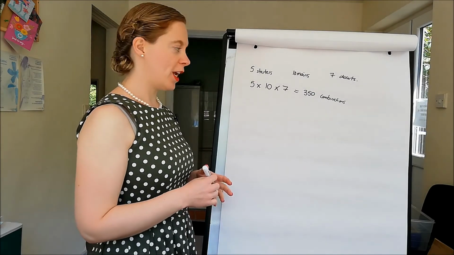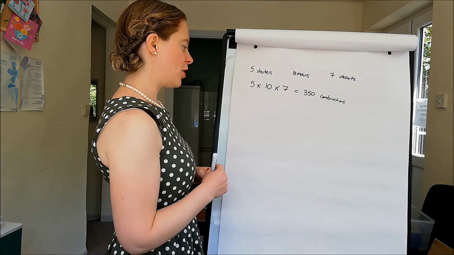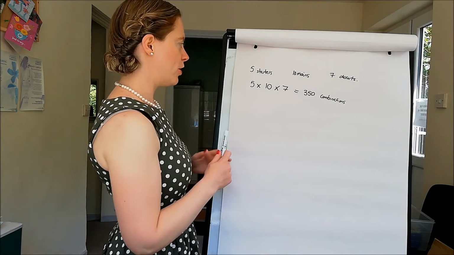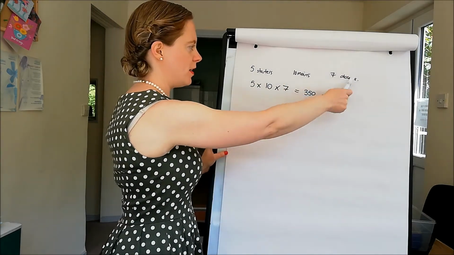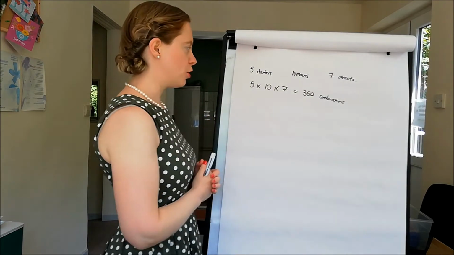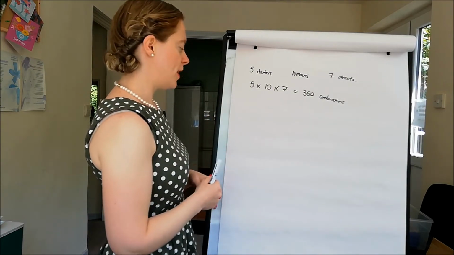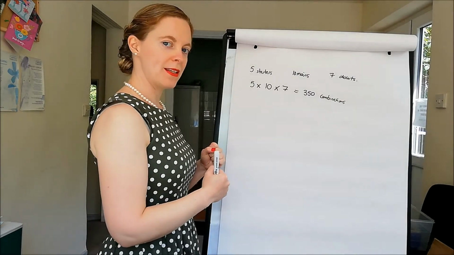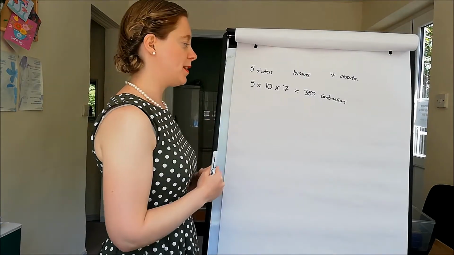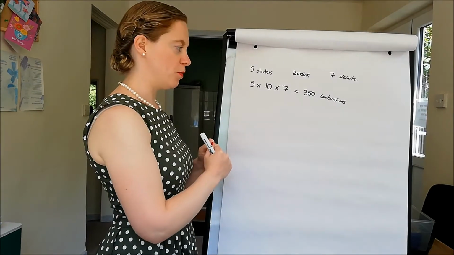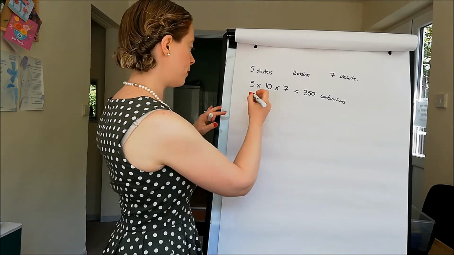The only way it changes is if the selections are going to be made from the same pool. So if we're choosing a starter, a main and a dessert, we're choosing 3 items from 3 distinct groups. If we're choosing one person from one class and one person from another class, we're choosing from 2 distinct groups. Sometimes you might be choosing 2 items from one group.